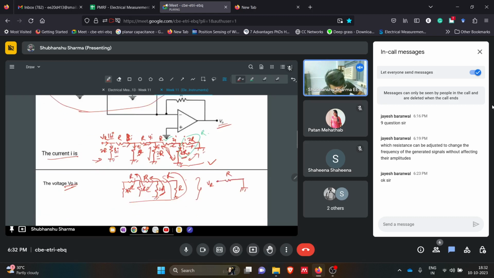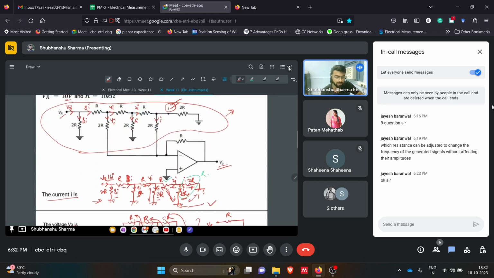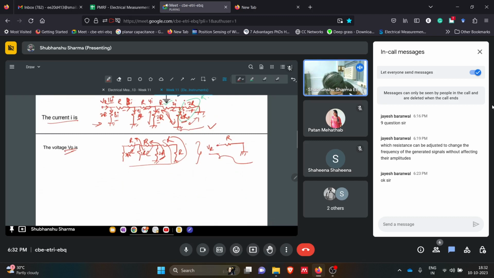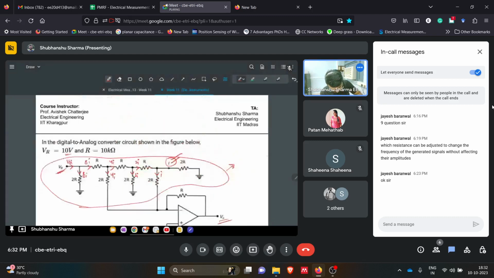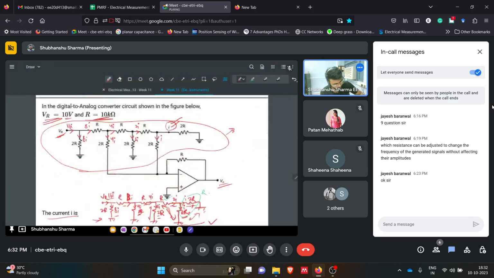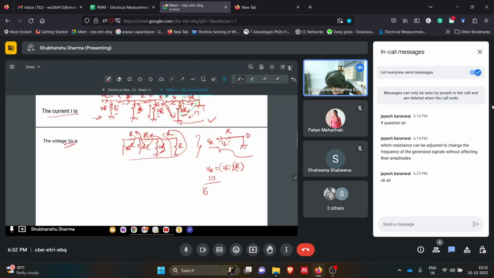Fine. So we know that from VR, 16I is coming. That means this is our equivalent circuit. 16I is coming, this is 0. So VR equals 16I times R. And now what is VR? VR is 10 and R we also know. So I equals 10 divided by 16 times 10K. 10, 10 gone. So 1 by 16 of that. You do that on your own. This will be in milliamperes. You can solve it. So this is the answer for the current.